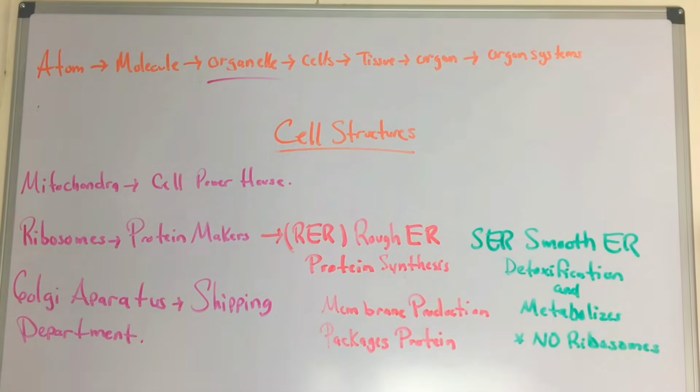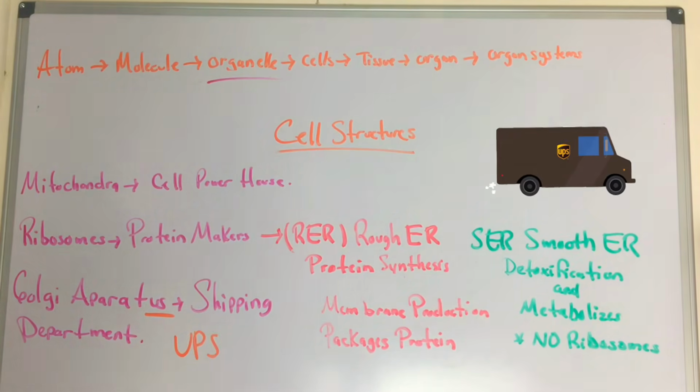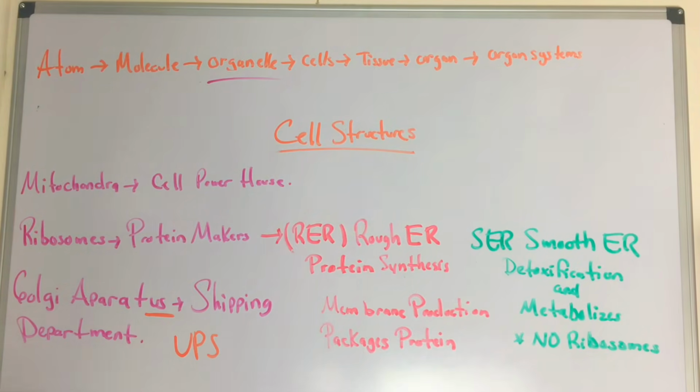So Golgi apparatus, this is the cell's shipping department, and I always remember that because there's a UPS in it, and I always think about UPS, like how UPS packages and delivers our different products that we order. So that's how I always remember it.